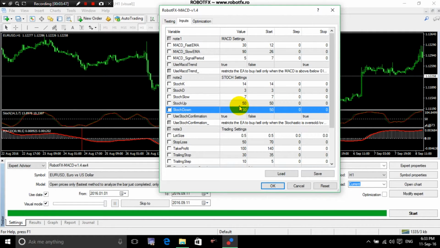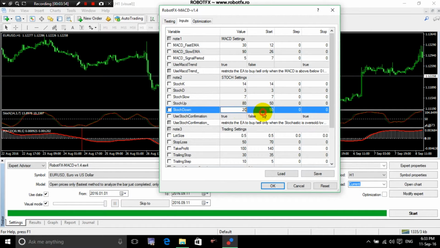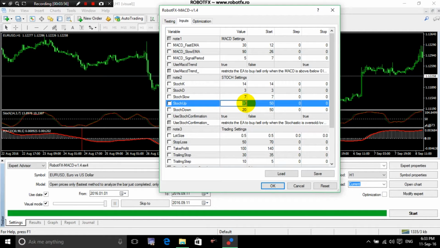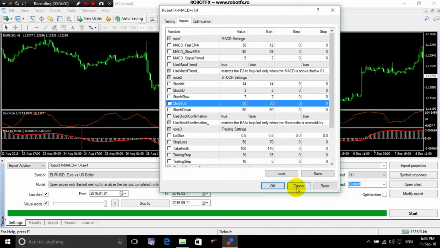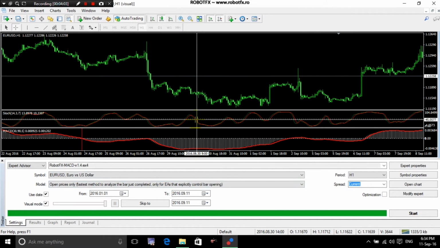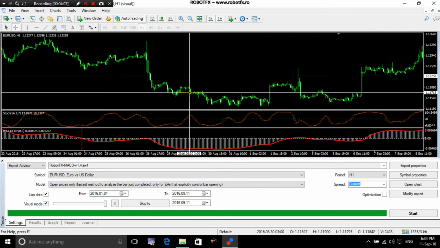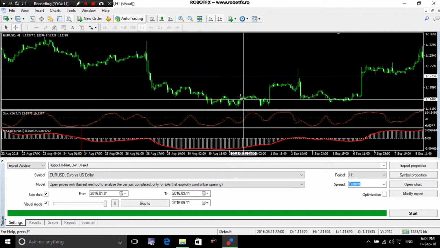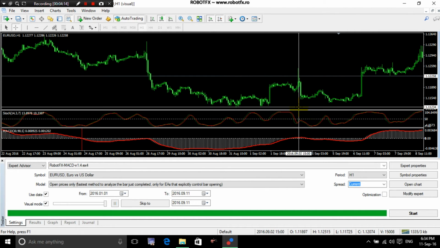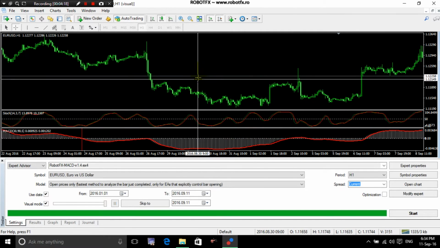I think you are used to them being 80 and 20 by default. Probably if you set them to 80 and 20, you will not have so many trading opportunities. So that's why the default settings are 50-50, basically only one line. If the stochastic is above this, the Expert Advisor is allowed to sell. If it's below this, the Expert Advisor is allowed to buy. And of course, it must confirm with the MACD, must coincide with the MACD signal.